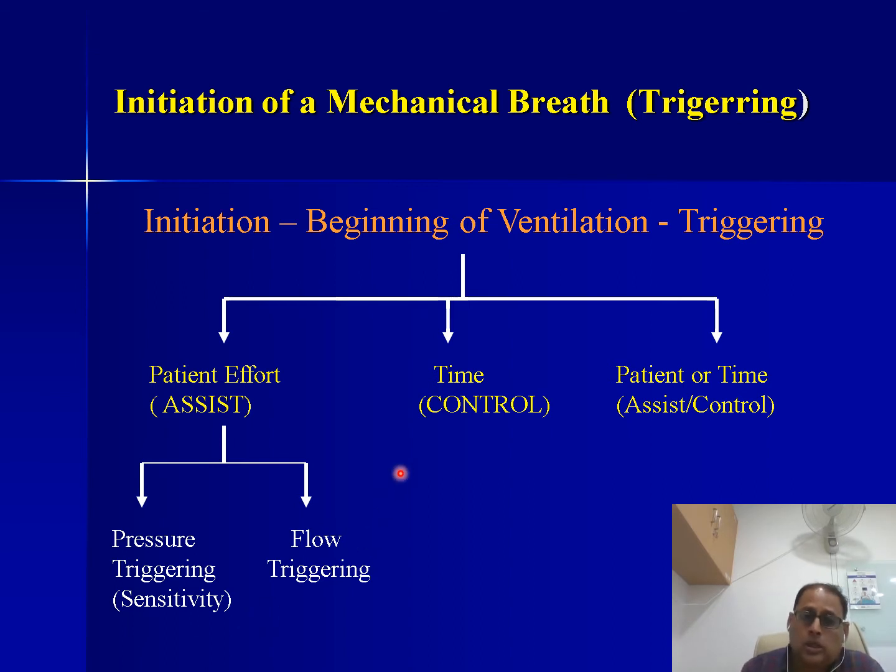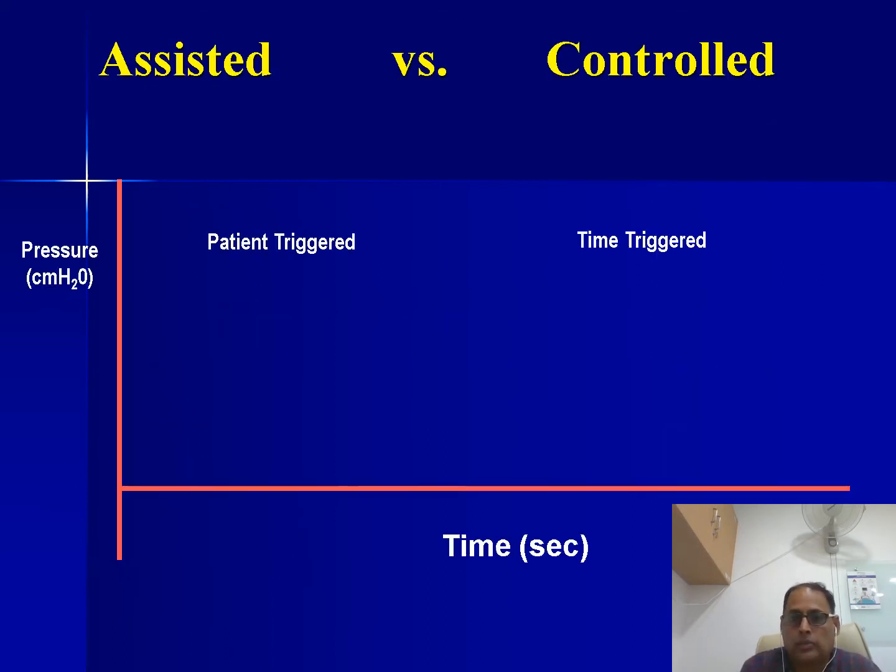The other breath is the timed breath. So here the machine does not sense any patient effort and all the breaths are given by the machine at the rate that has been set by the operator, and therefore this is a controlled breath. But for all practical purposes, in most patients we give an assist controlled breath, where there is an option. If the patient is making enough effort, then the patient triggers the machine, but if the patient does not make the right effort, then the machine actually triggers the ventilator. So it is patient or time triggered breathing.